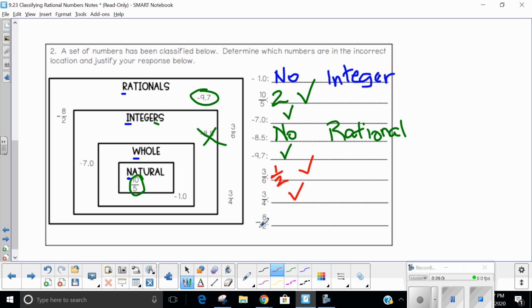Now, be careful with this one. We have a negative number and we have 8/2. So go ahead and see if you can do the division. Little mini division problem. 8 divided by 2 is 4. And it's negative. 4 is a whole number, but it's negative. So whole numbers are positive. Integers are positive and negative whole numbers. So -8/2 has to be an integer, and they have it listed as rational, so that's incorrect. And this should be listed as an integer.